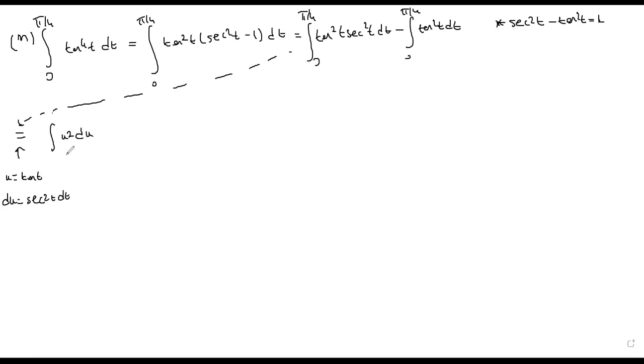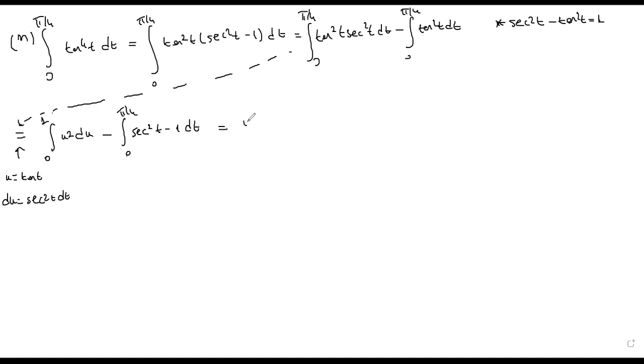So we have this. What about the boundary? When t is equal to 0, tangent 0 is equal to 0, because its definition is sine over cosine, and sine 0 is equal to 0. And when t is equal to pi over 4, we already know it's equal to 1, right? So we have this now, minus. Now, instead of tangent squared, using this identity, we write the integral of secant squared t minus 1 dt from 0 to pi over 4 again.